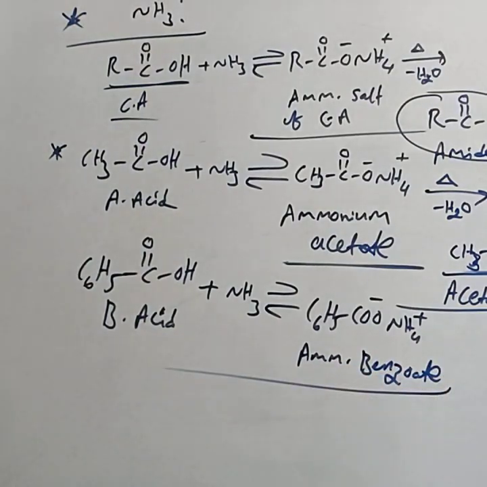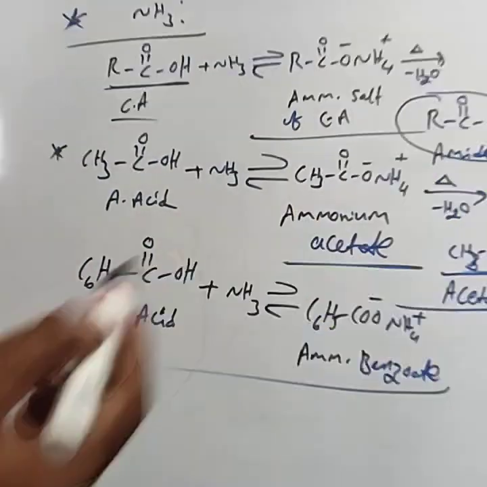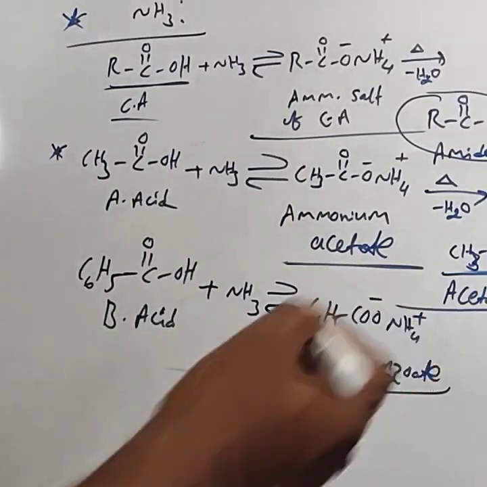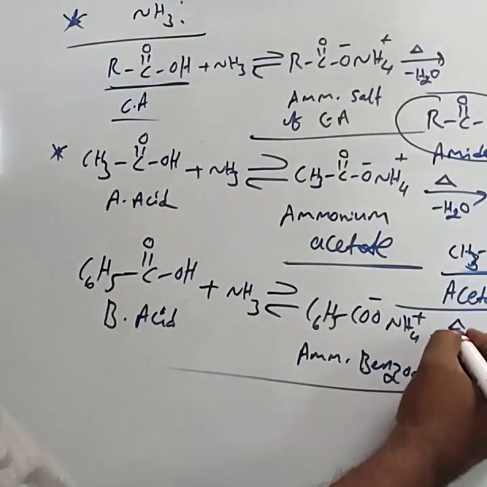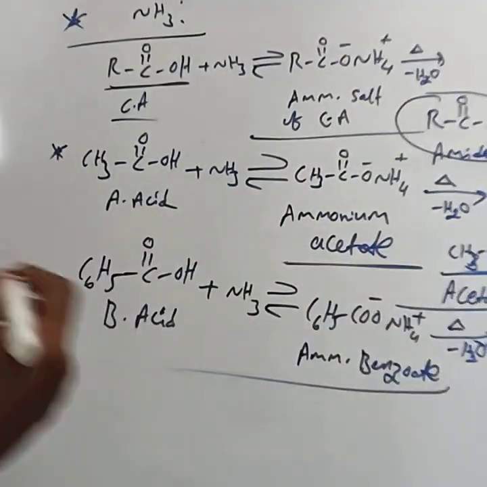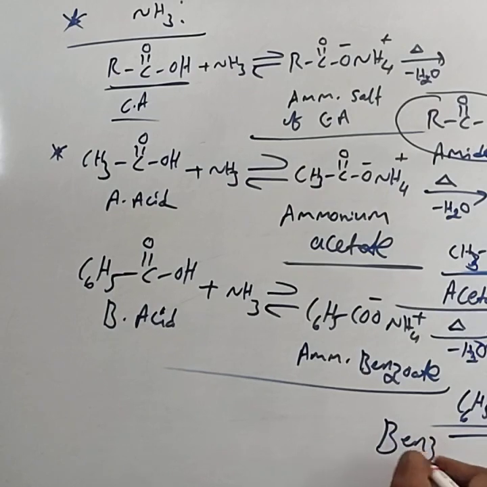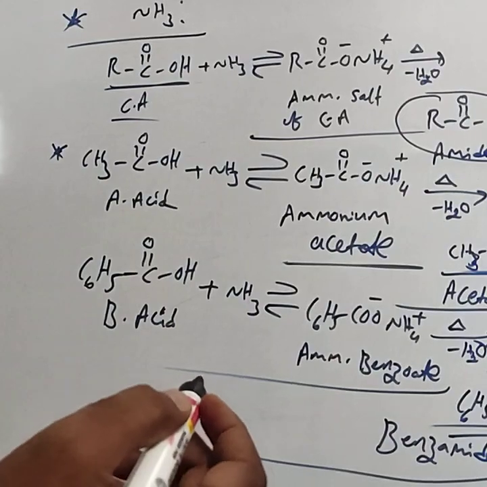Instead of ammonium benzoate, we can also call it the ammonium salt of benzoic acid. Commonly, we use ammonium benzoate. Ammonium benzoate on thermal decomposition, that is, you remove the water molecule. Then the product formed is C6H5CONH2. The name of this product is benzamide. Again, this benzamide is used in the Hoffmann bromamide synthesis.